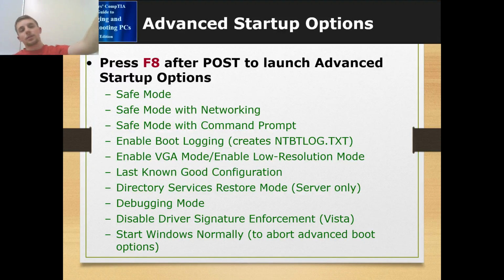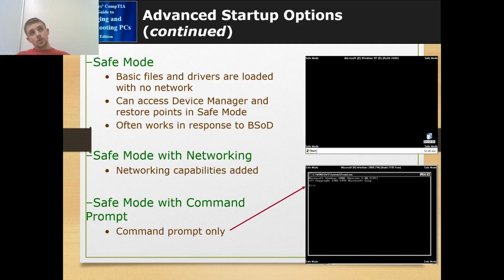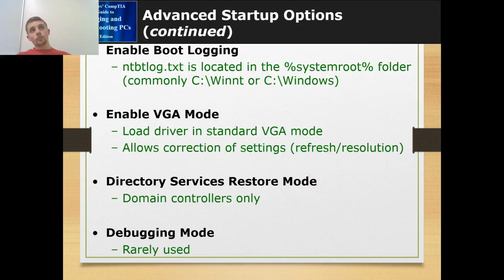However, you can always try last known good configuration, which has really never worked for me. But if you can get in with command prompt, then at least you can try to fix things on your own. So basic files are loaded with no network. You can get to device manager and restore points. Networking is just what it sounds like. You get network capability. And then safe mode with command prompt. It literally boots up and then the command prompt pops up. I've never done that.